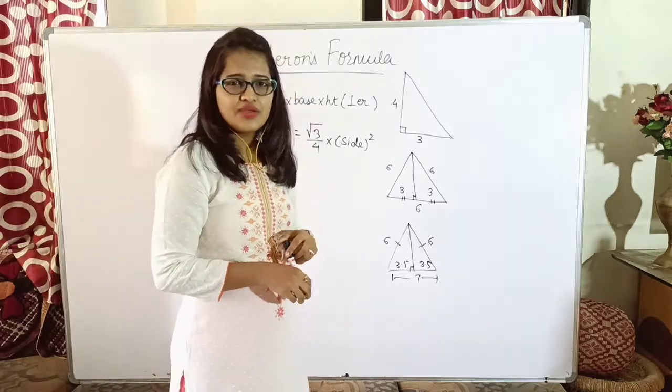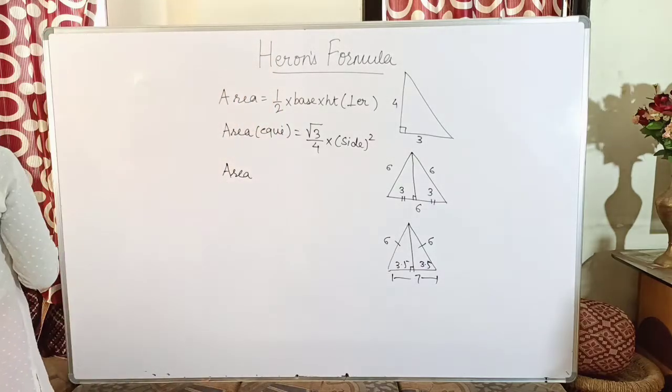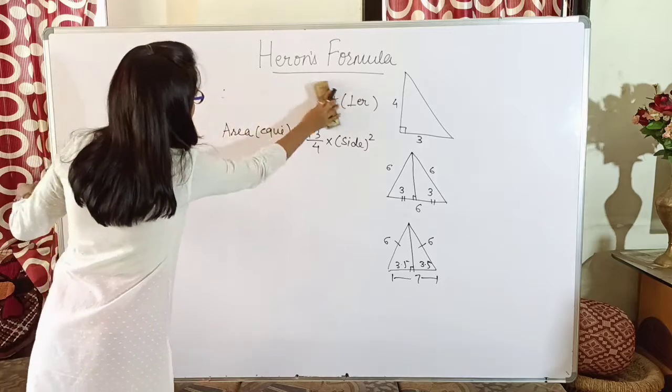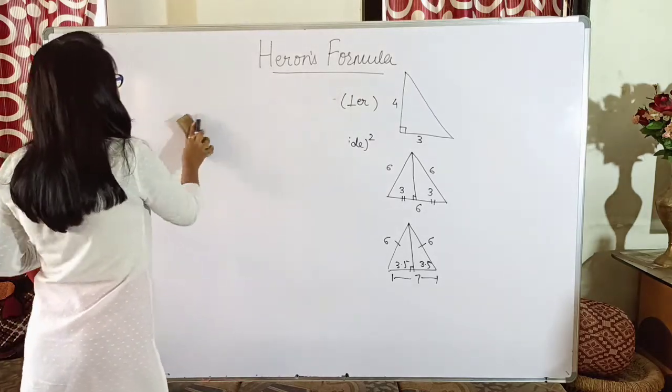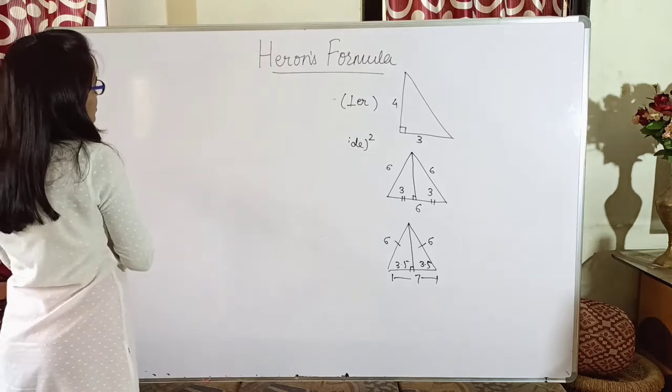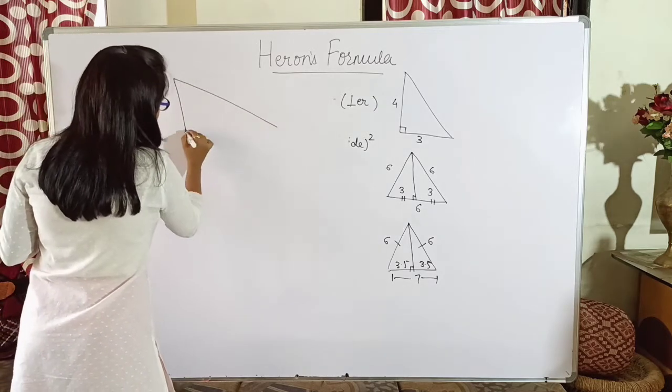What is another type of triangle? Yes. What about a scalene triangle? Yes. A scalene triangle is a triangle in which none of the sides are equal. Yes or no? Suppose I am considering this triangle.